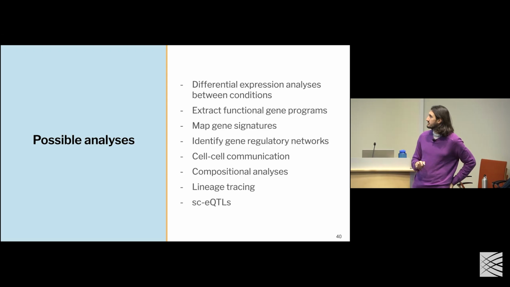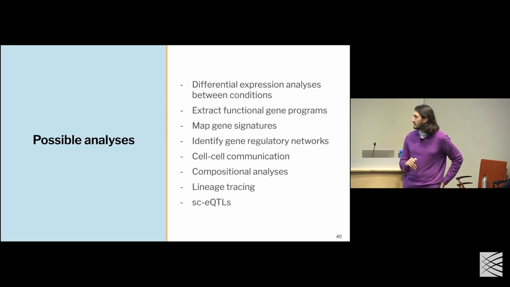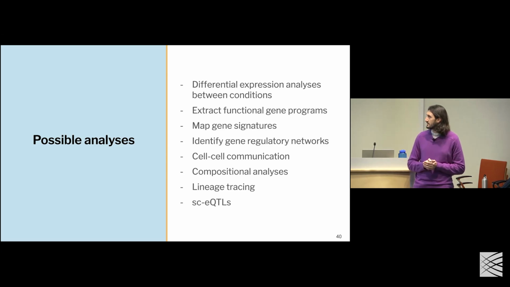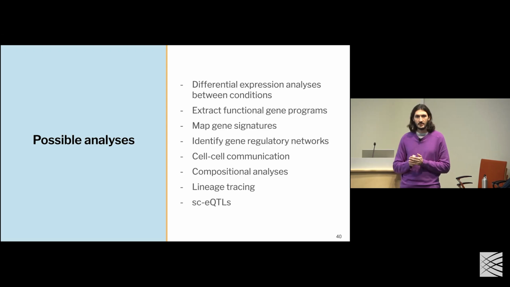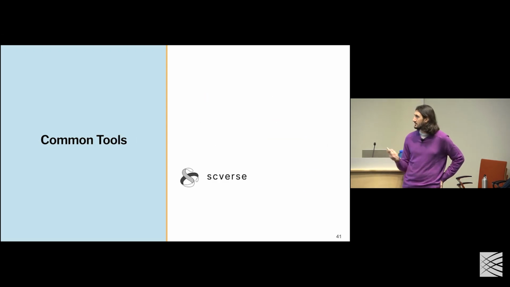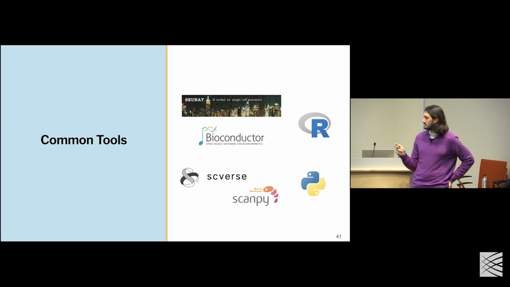You can extract functional gene programs. You can map gene signatures of interest, identify gene regulatory networks. This works especially well if you add other layers like single-cell ATAC-seq. You can do cell-cell communication, compositional analysis, lineage tracing, single-cell QTLs if you have genotyping information, many different things. There's many papers out there.